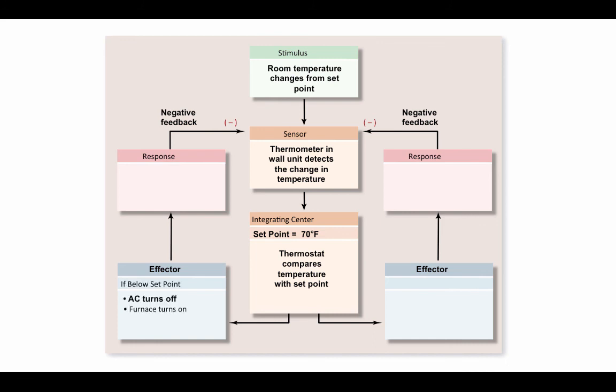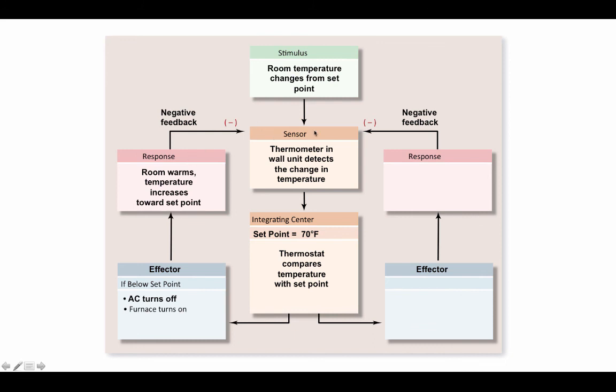So if it's below the set point, if it's too cold, the air conditioning is going to turn off, the furnace is going to turn on, so that low temperature is going to prevent the temperature from falling any further and create a response that's going to compensate for that low temperature. And so the response is that the room warms, the temperature increases toward that set point.